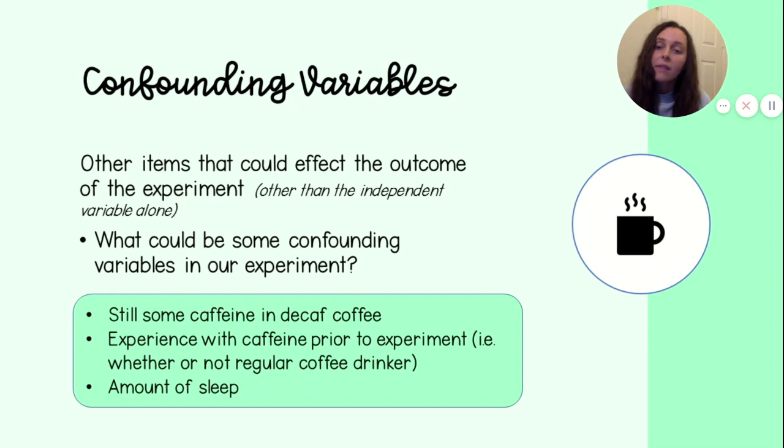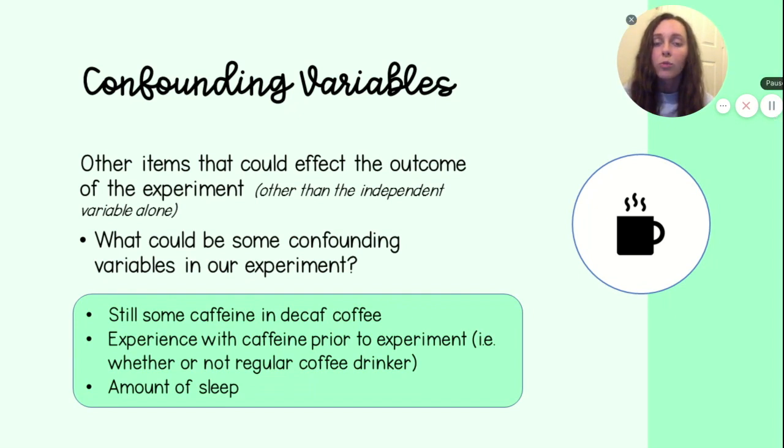So for this experiment, what could some confounding variables be? So you still have some caffeine in the decaf coffee, and maybe someone in that group still gets really amped on decaf coffee. Well, that might throw you off a little bit. Whether someone is a regular coffee drinker and they're used to it versus if they don't, then that can have an effect. Amount of sleep. I don't care how much coffee I have some days, I'm still going to be tired if I don't sleep. So in your head, think about anything that is outside of the experiment that could impact the experiment.